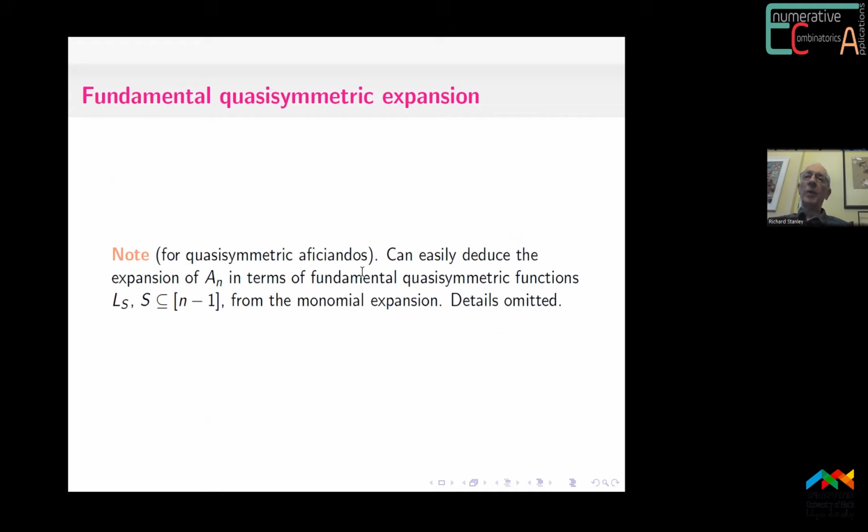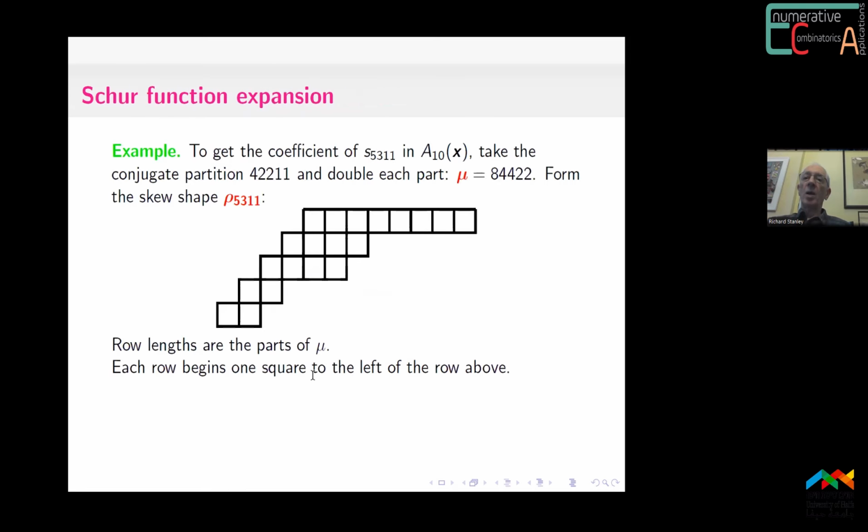Well, I don't have the time to go into details for the expansion in terms of quasi-symmetric functions, but we can easily deduce the expansion of AN in terms of these fundamental quasi-symmetric functions, L_S, the Gessel quasi-symmetric functions indexed by subsets of bracket n minus 1. We can deduce that from the monomial expansion. More interesting is the Schur function expansion. We know it's Schur positive. This expansion will be Schur positive because it's e-positive.